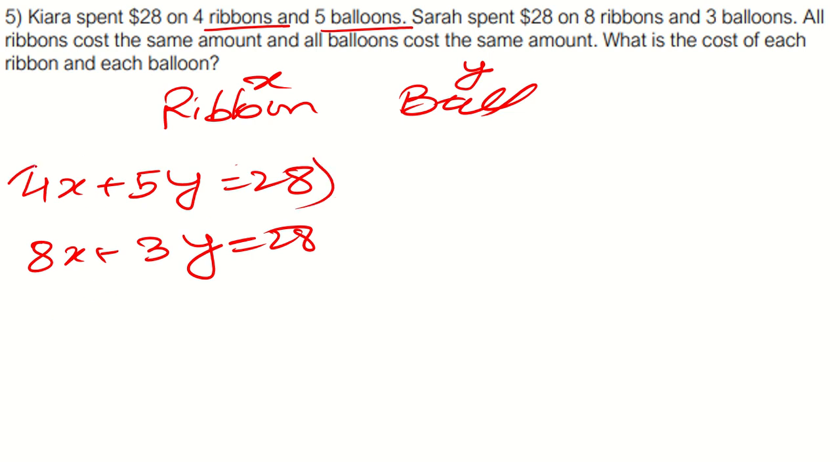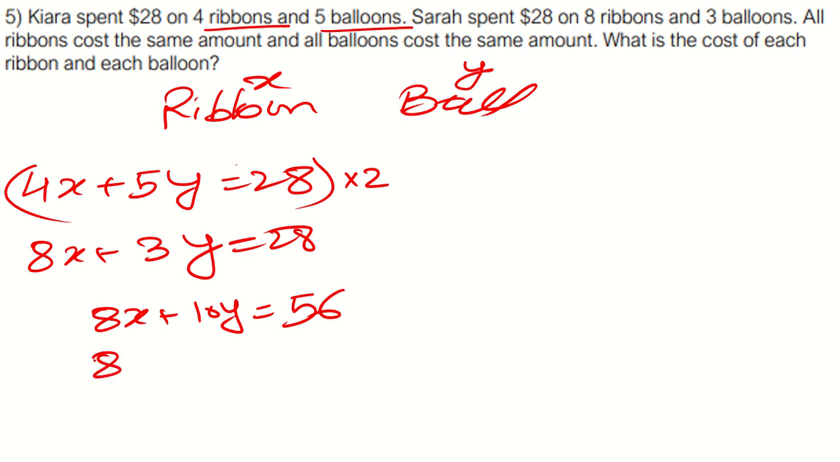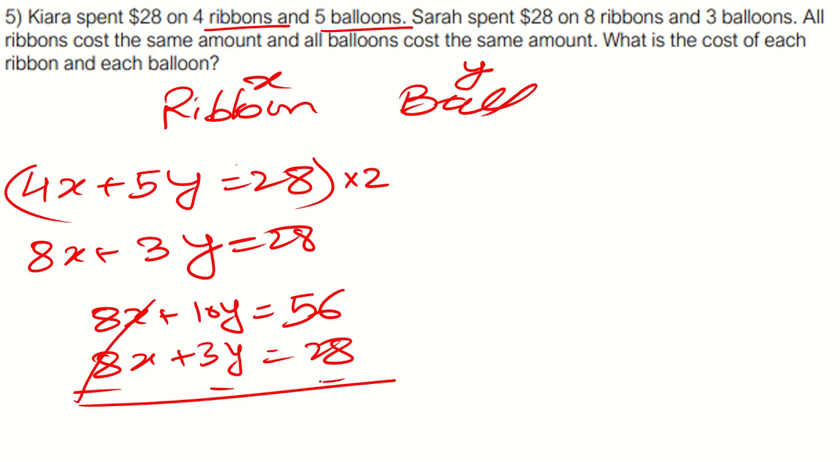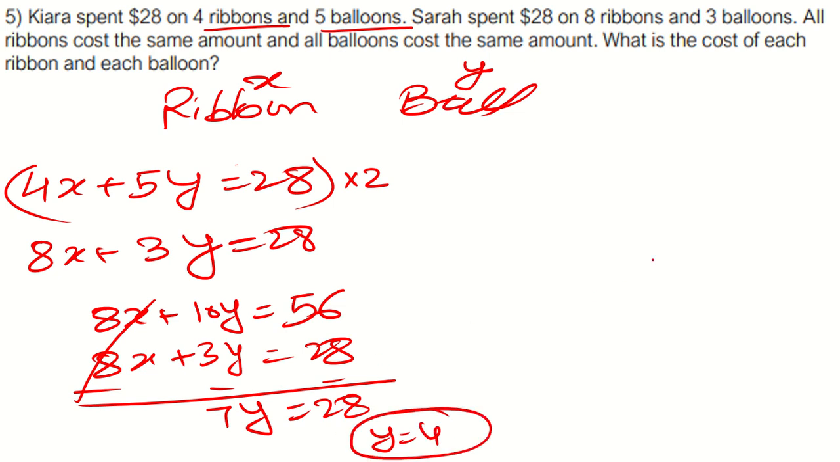So just multiply by 2 to make the coefficient same. So it will be 8x plus 10y is equal to 56. 28 multiplied by 2 is 56. So 8x plus 3y is equal to 28. Subtract them. Change the sign. It is cancelled. 10y minus 3y, 7y is equal to 56 minus 28, 28. So y is equal to 4. So cost of one balloon is 4.